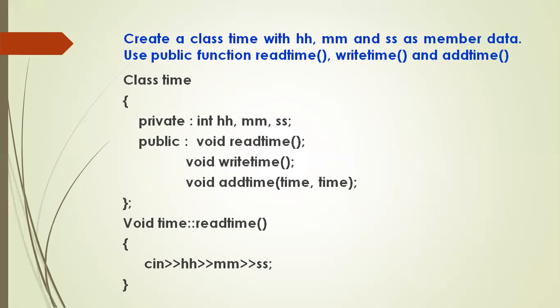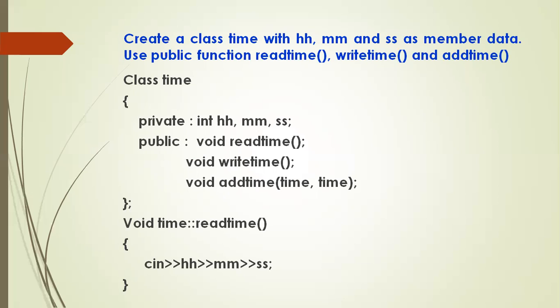So here the first two functions, read time and write time, belong to the category of function without argument, without return value. Whereas the last one belongs to the category of function with argument and without return value. All three function prototypes are only mentioned inside the class. Outside the class, you have to define them. Return type is void, then the class to which the function belongs, time, scope resolution, read time.